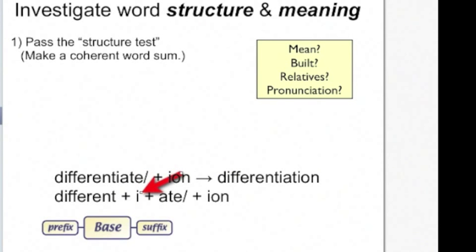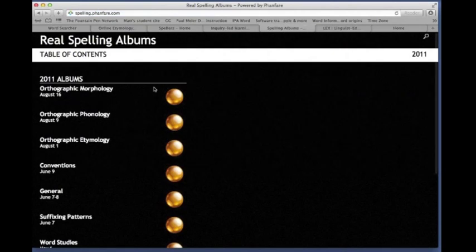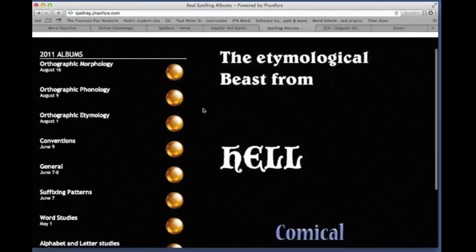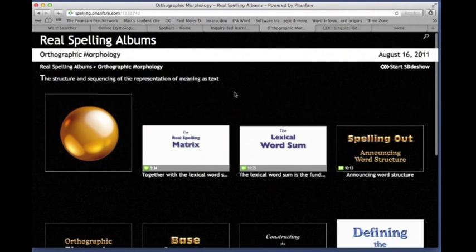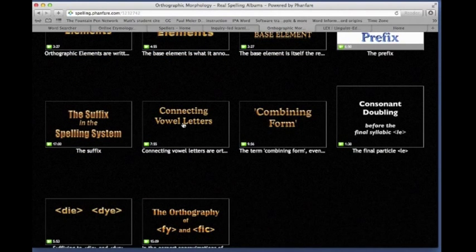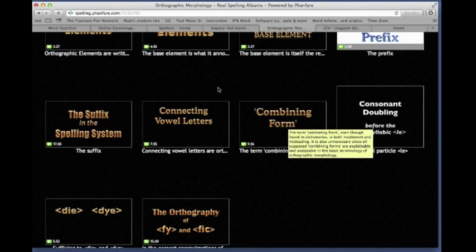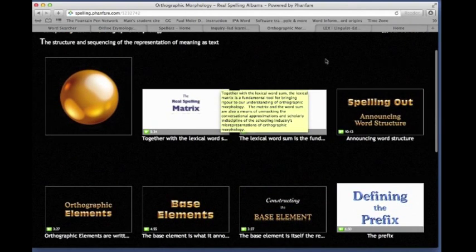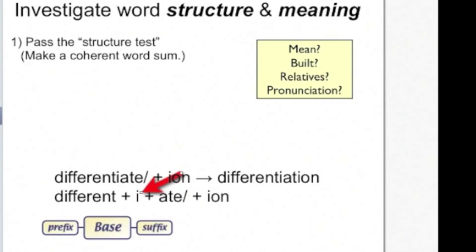vowel letter. Now I'm just going to jump over here to Real Spelling, because this is a link you should go to for these kinds of concepts. When you go here, the Real Spelling Gallery is just a rich place for facts about the writing system. The thing we're looking at here is a morphological concept, and I highly recommend watching the video on connecting vowel letters. And actually, I'll watch that next to combining form. They're just super powerful concepts. Of course, all of these videos are super rich in terms of explaining facts about the writing system.